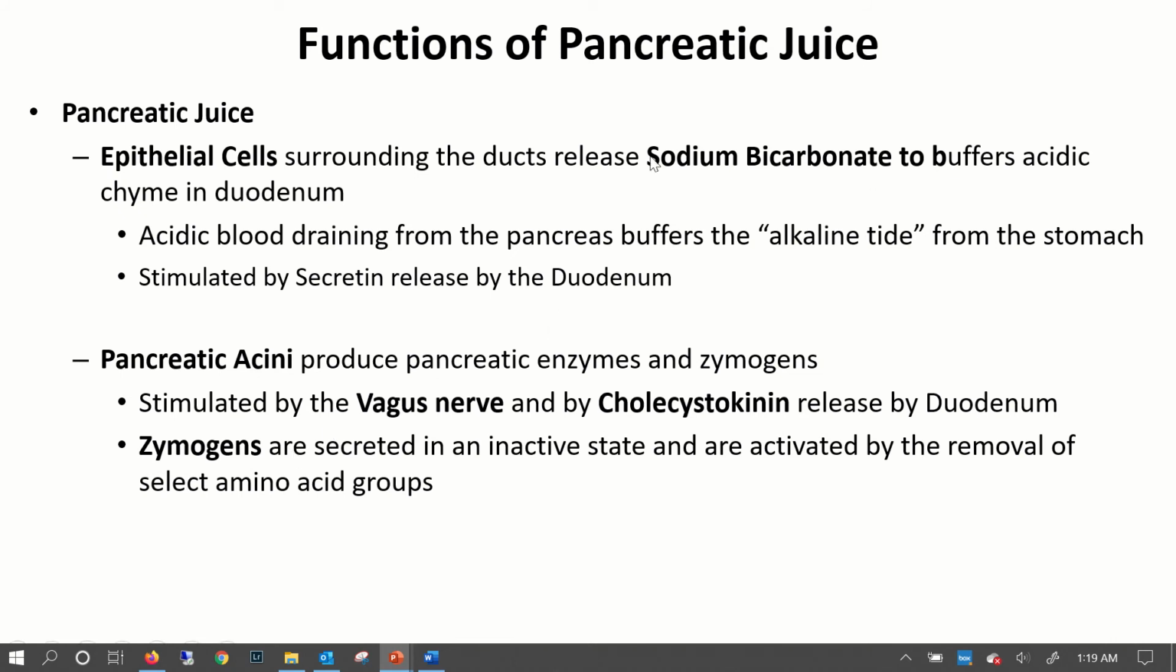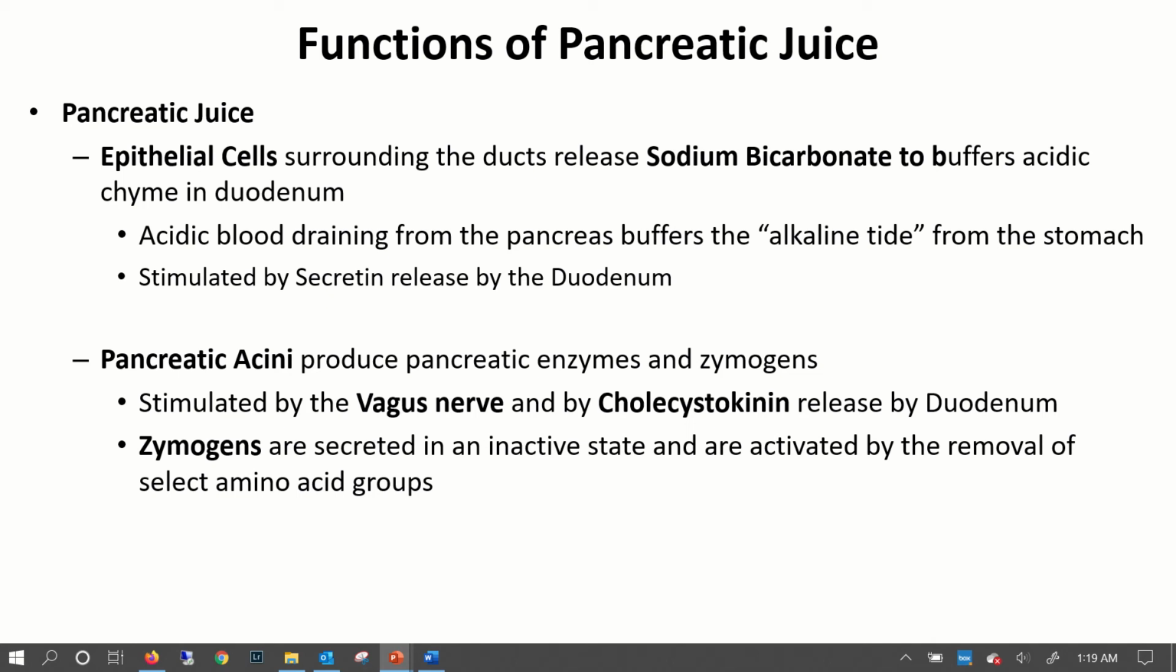So again, the sodium bicarbonate coming from that pancreas itself is going to buffer acidic chyme in the duodenum. Now you will recall that we had an alkaline tide of bicarbonate ions coming from the stomach after hydrochloric acid was made. Well, here now that you're making sodium bicarbonate, you actually have hydrogen ions that are produced in the blood as a byproduct of this, and it actually buffers the alkaline tide. And so the pH of the blood flows back in a more or less neutral sense. The pancreatic acini then are the ones that are making the rest of pancreatic juice. And this is going to be a combination of pancreatic enzymes as well as zymogens.